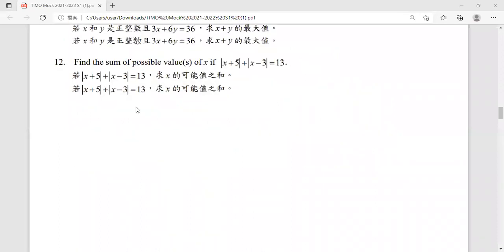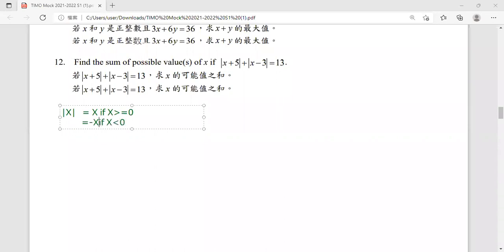Now 12. This is absolute value. Okay. Maybe for those who don't know what absolute value is. Absolute x equals x if x is greater than or equal to 0. But it equals negative x if x is less than 0.